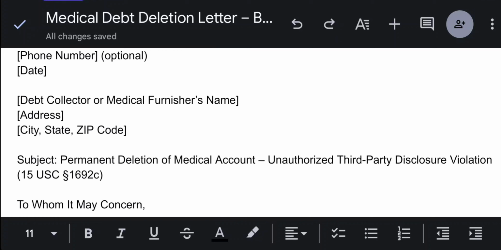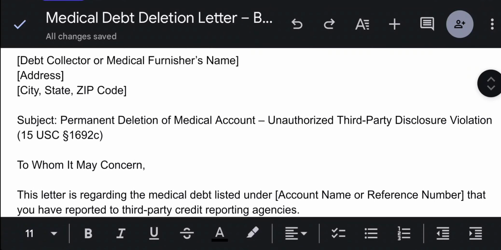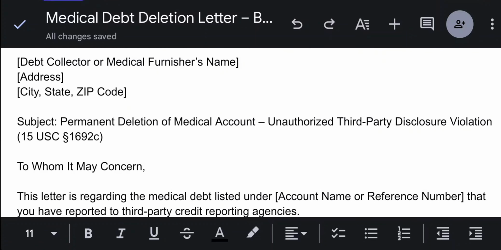Then this one goes directly to the debt collector or the medical furnisher's name, address, city, state, zip code. Basically, that should be able to be found when you look at the bottom of your consumer report. When you look at your consumer report, you should be able to see all of the addresses associated with the accounts that are reporting on your profile. So the subject line: permanent deletion of medical account, unauthorized third-party disclosure violation, 15 USC 1692C.